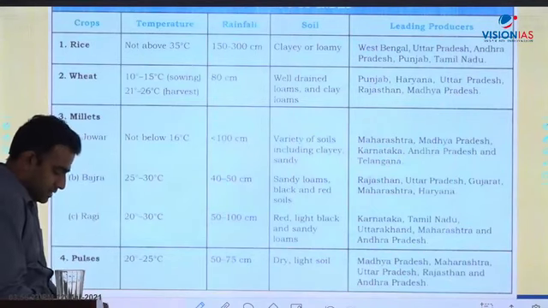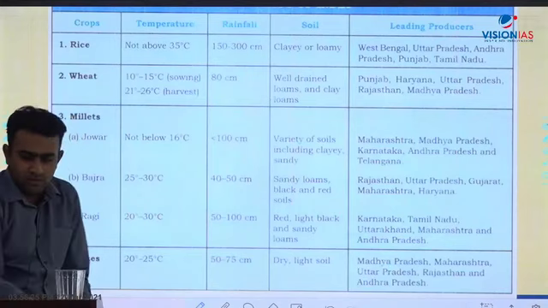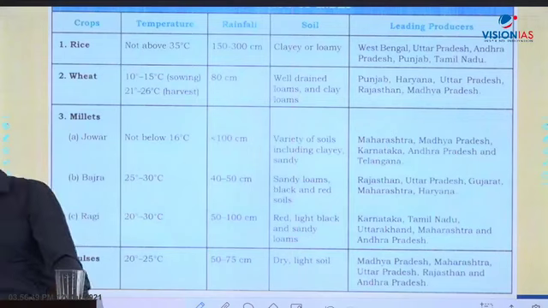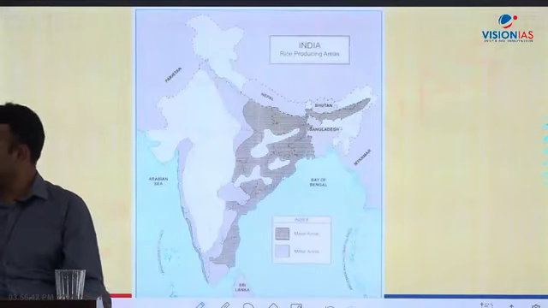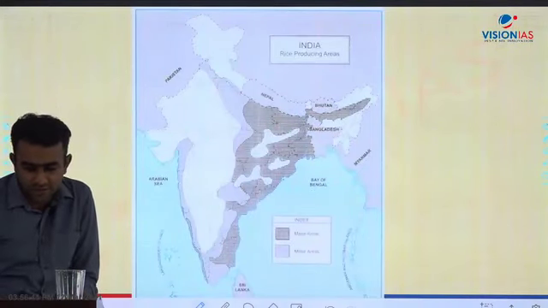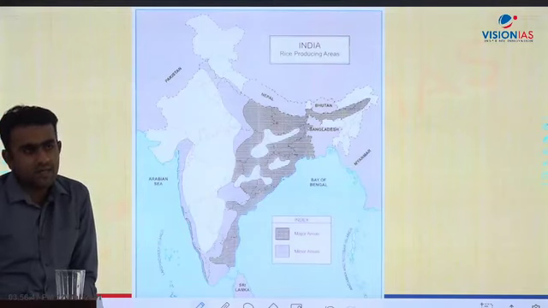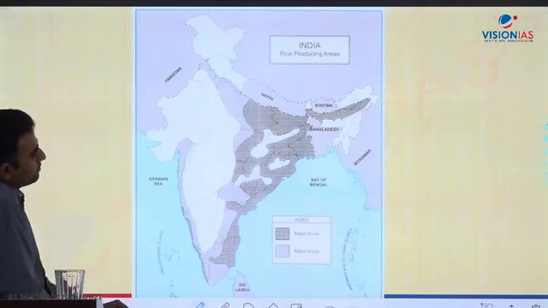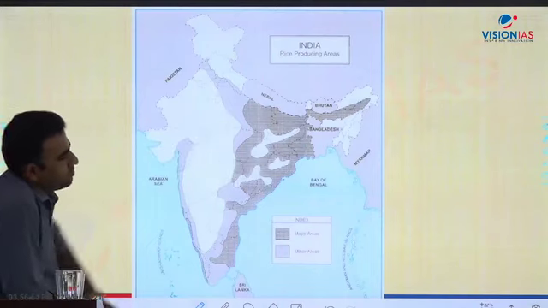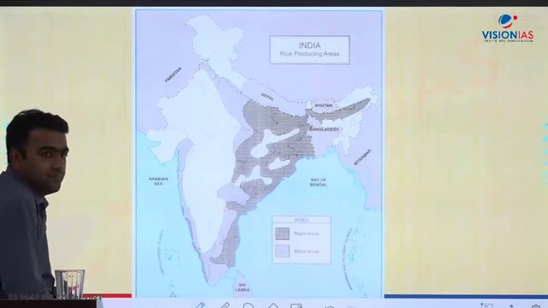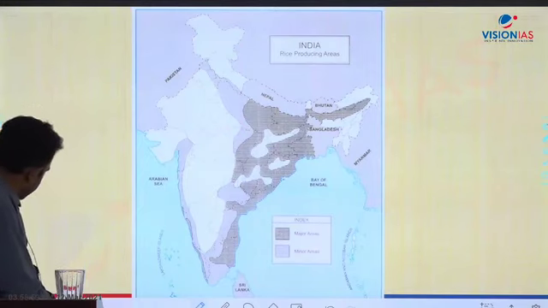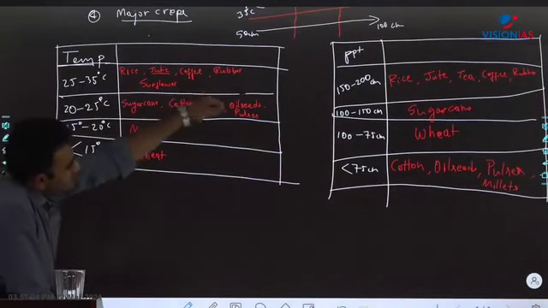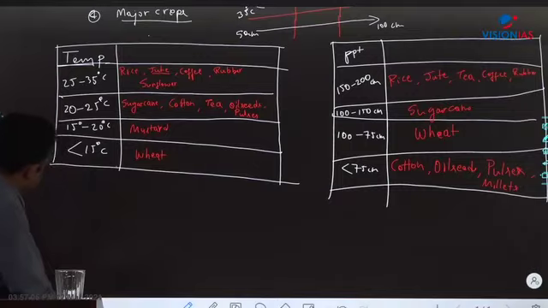Starting from rice. Where do we have major rice growing regions of India? So this is what is major rice growing regions of India. It is majorly concentrated in Ganga Brahmaputra delta. Okay, Ganga Brahmaputra delta and Ganga Brahmaputra plains. So if you remember the conditions, you can easily understand rice requires a high temperature as well as high precipitation, and it is a kharif crop.